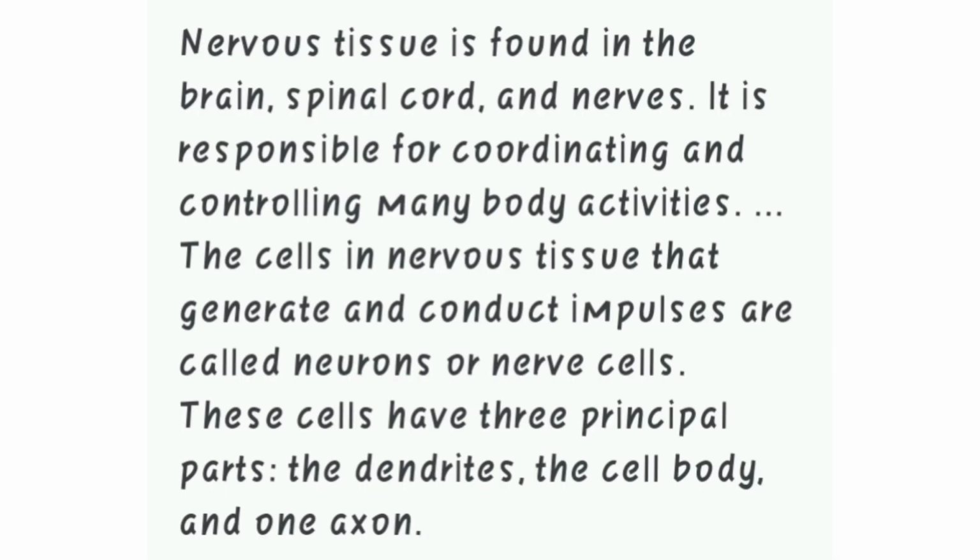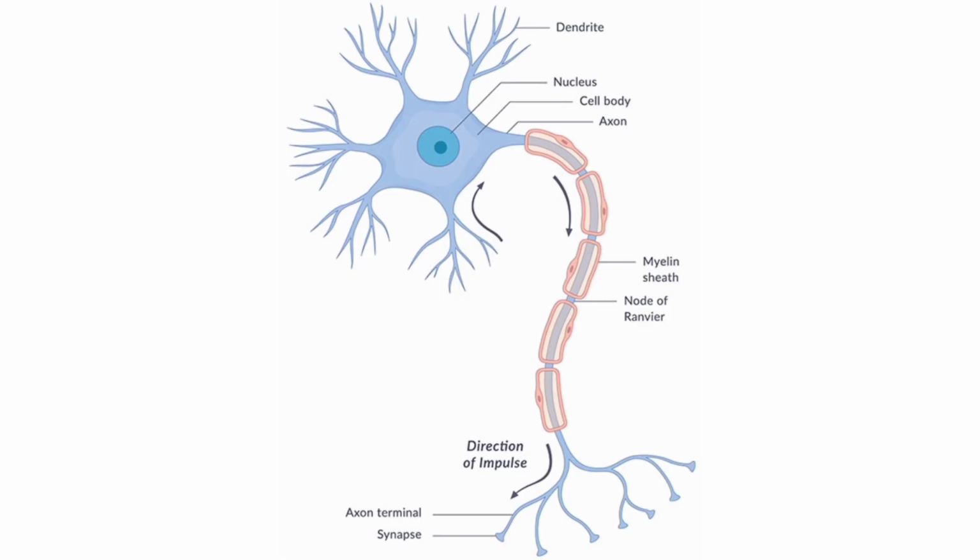Next, nervous tissue. Nervous tissue is found in the brain, spinal cord and nerves. It is responsible for coordinating and controlling many body activities. The cells in nervous tissue that generate and conduct impulses are called neurons or nerve cells. These cells have three principal parts: the dendrites, the cell body and the axon. Students, observe the diagram and draw it in your notebook.